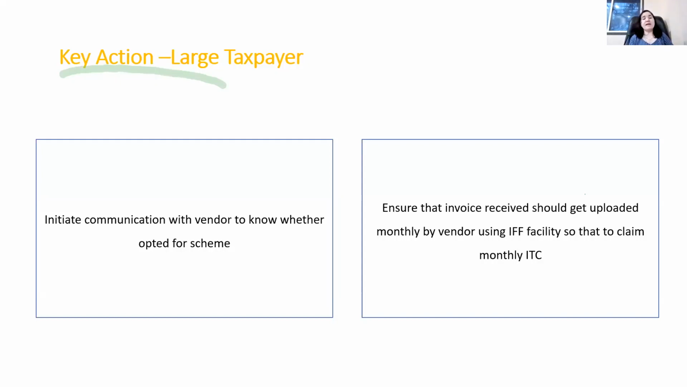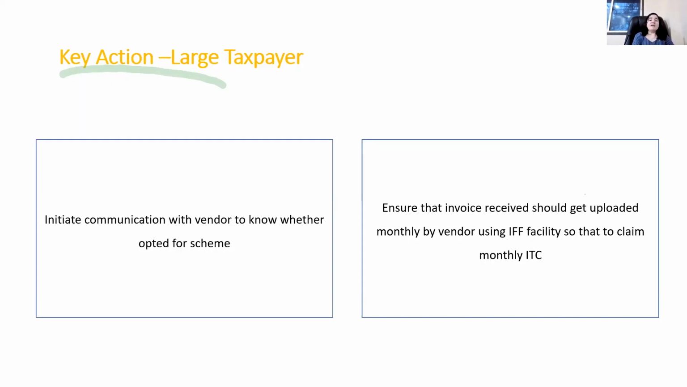Because you may be aware that GSTR-3B now automatically considers GSTR-2B for the computation of ITC or eligible ITC. So just ensure that whoever is using the IFF facility uploads the invoices on a monthly basis, so that you can avail that credit monthly. Working capital would not get blocked.